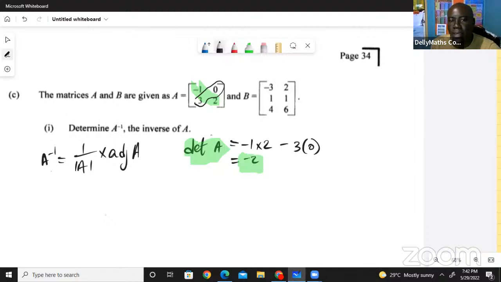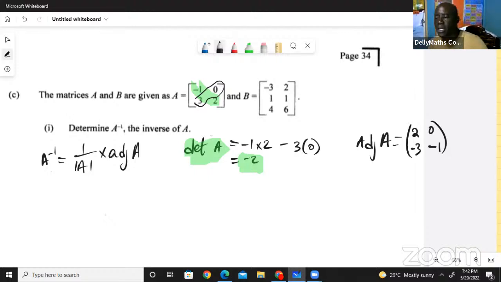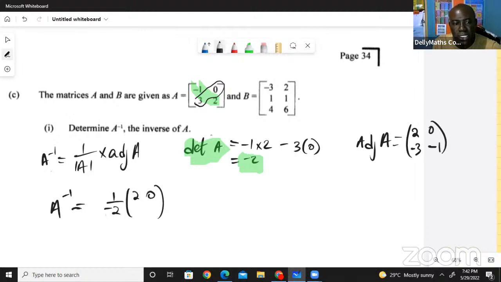The adjoint of A, we could put it right here. For the adjoint of A, we switch the elements on the main diagonal, so the 2 takes the place of the -1. They switch. And then we change the signs of the elements on the other diagonal. All right, so there it is, we have the adjoint. The principle of the inverse is just to fuse these together. So it's 1 over the determinant, and you're putting that beside the adjoint. Technically, this is already the inverse.